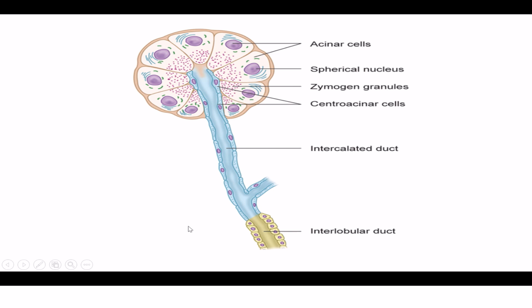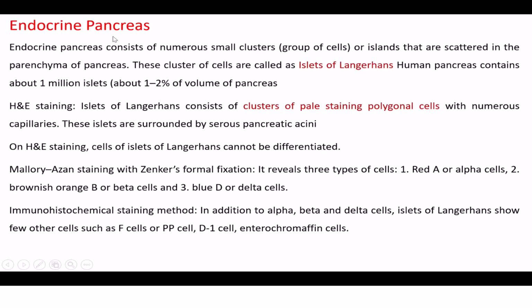Endocrine pancreas consists of numerous small clusters, groups of cells or islands that are scattered in the parenchyma of the pancreas. So these islets are absent in parotid gland. So that's how we can differentiate. Striated ducts are present in the parotid gland, islets of Langerhans are present in the pancreas. Centroacinar cells are not present in the parotid gland. Centroacinar cells are present in the pancreas.